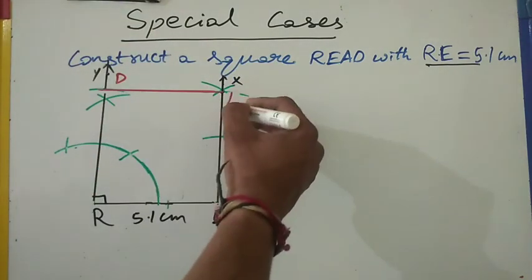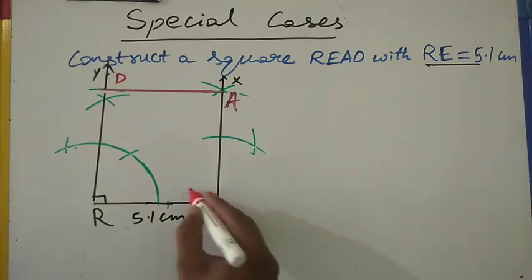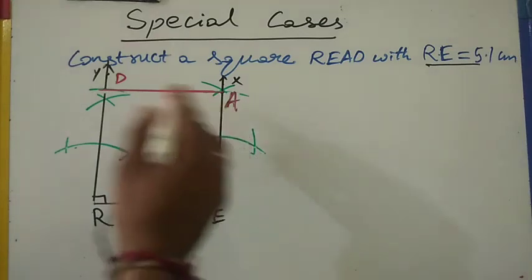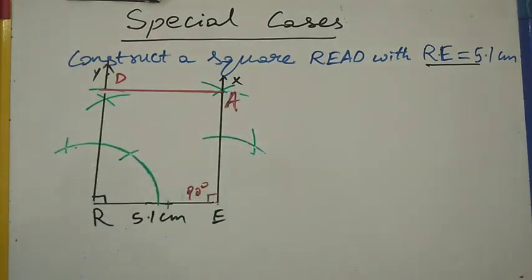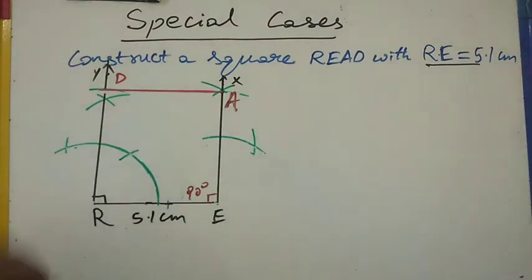So, this is the READ square. Here there is nothing given except RE length, but since we know the properties of the special type of quadrilateral called square, all sides equal, each angle is a right angle, we use that to construct it. So, this is one of the special cases.